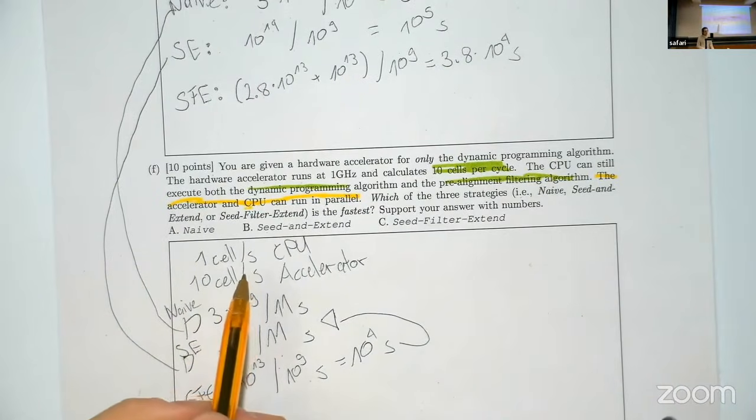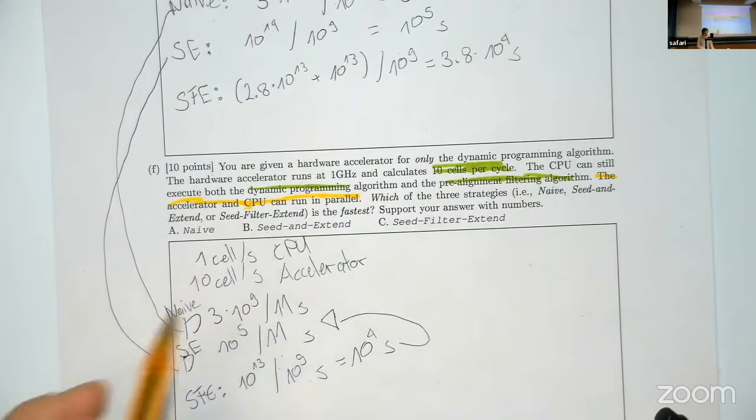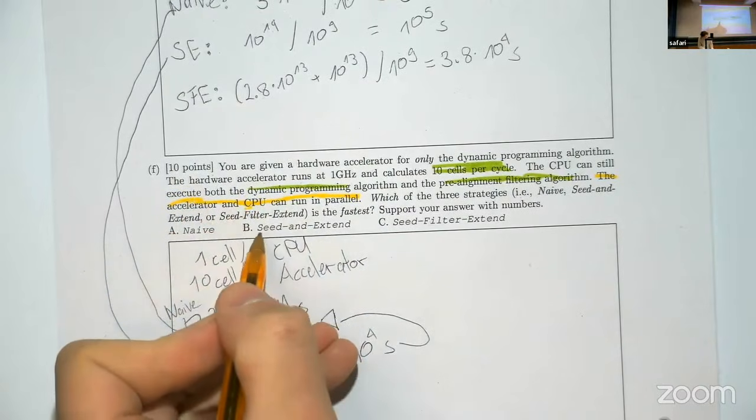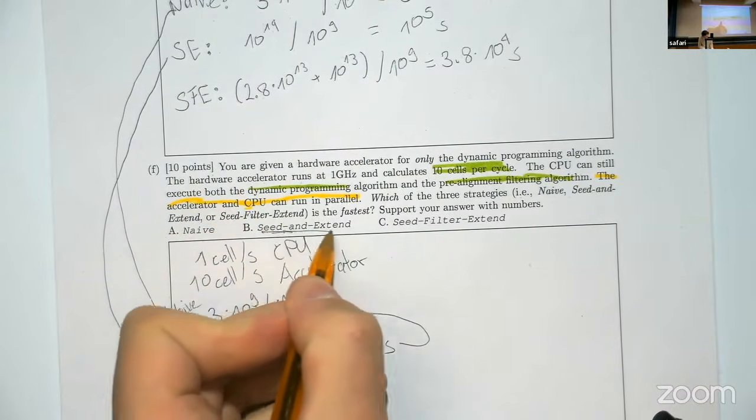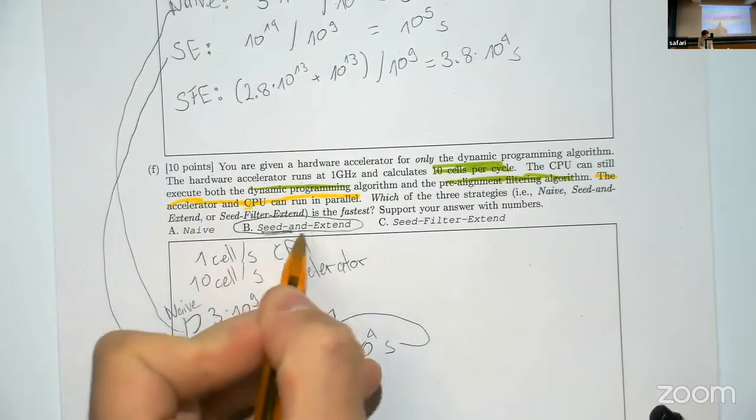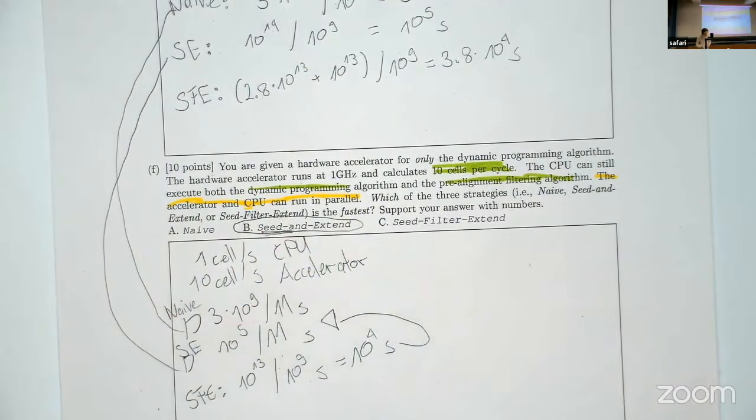You would need to do some calculation like that and write one nice sentence explaining what you just wrote down. But the answer is B, okay? Seed and extend is fastest because they can collaborate nicely somehow. Was that too quick? Did that make sense?